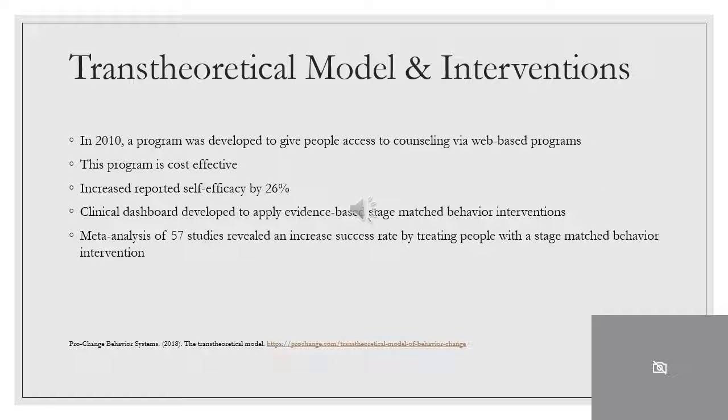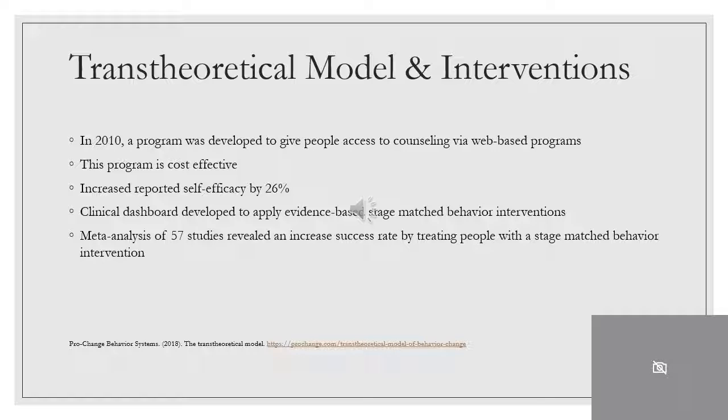Now we are going to look at the transtheoretical model and interventions, and the TTM focuses on the stages of change and puts individualized interventions based on which stage you are in. The Pro-Change Behavior System in 2010 had a program that was developed to give people access to counseling via web-based programs. This is cost-effective. It ended up being that there was a reported self-efficacy increase by 26%.